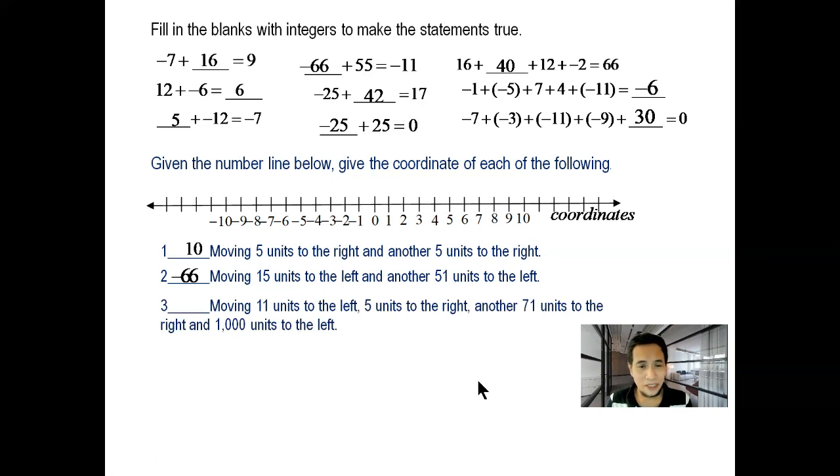Moving 11 units to the left, 5 units to the right, so that's negative 11 plus 5, that's negative 6. Another 71 units to the right, negative 6 plus 71, that's positive 65. And 1,000 units to the left, 65 minus 1,000, that's negative 1,000 plus 65. Answer, negative 935. All right, so any question? All right.